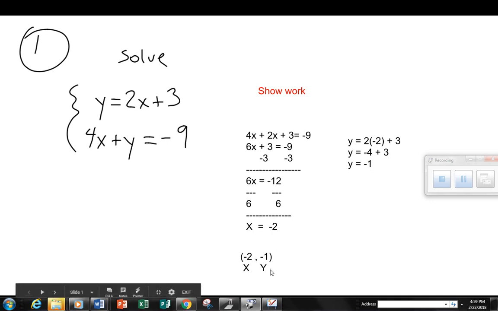Make sure you write your answer as a coordinate. If I was to check that, plug in negative 1 here and negative 2 here, negative 2 times 2 is negative 4. Negative 4 plus 3 is negative 1, so negative 1 would equal negative 1. If I plug in negative 2 here, I would get negative 8 minus 1, which is negative 9. So plug it in if you want to check.